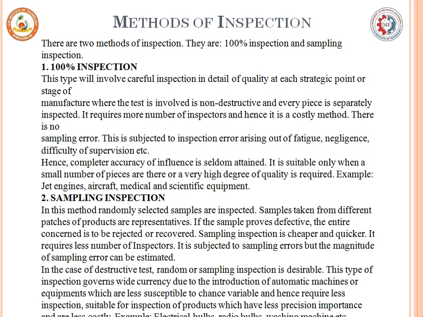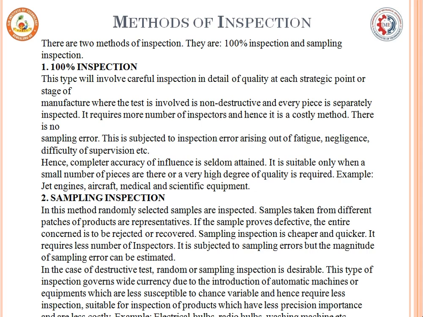We will see. In 100% inspection, there is careful inspection of details of quality at each strategic point or stage of manufacturing, where the test is destructive, and every piece is separately inspected. It requires more inspectors, hence it's a costly method. There is no sampling error, since it is not that very few parts are taken into consideration.